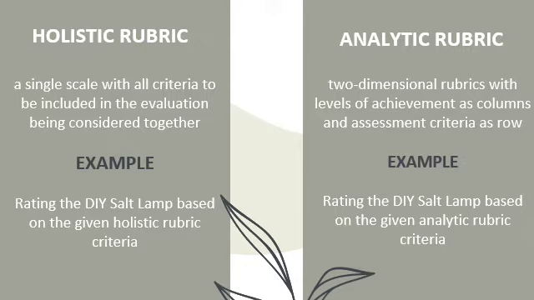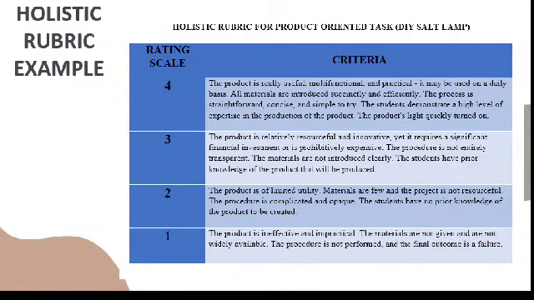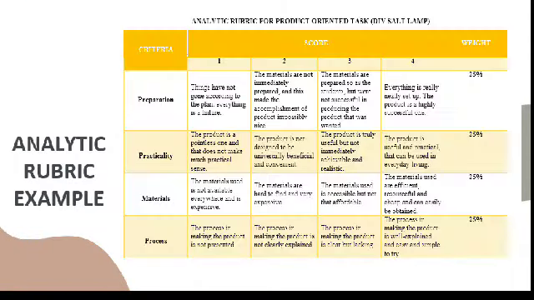So we have on the other hand the analytic rubric, which are rubrics with columns for degrees of achievement and rows for assessment criteria. So this allows you to use a single rubric to score participants' achievements based on several factors. So an analytic rubric divides qualities into components, allowing the scorer to itemize and specify which aspects are excellent and which need to be improved. So these are the examples for the holistic and analytic rubric in making a do-it-yourself salt lamp.